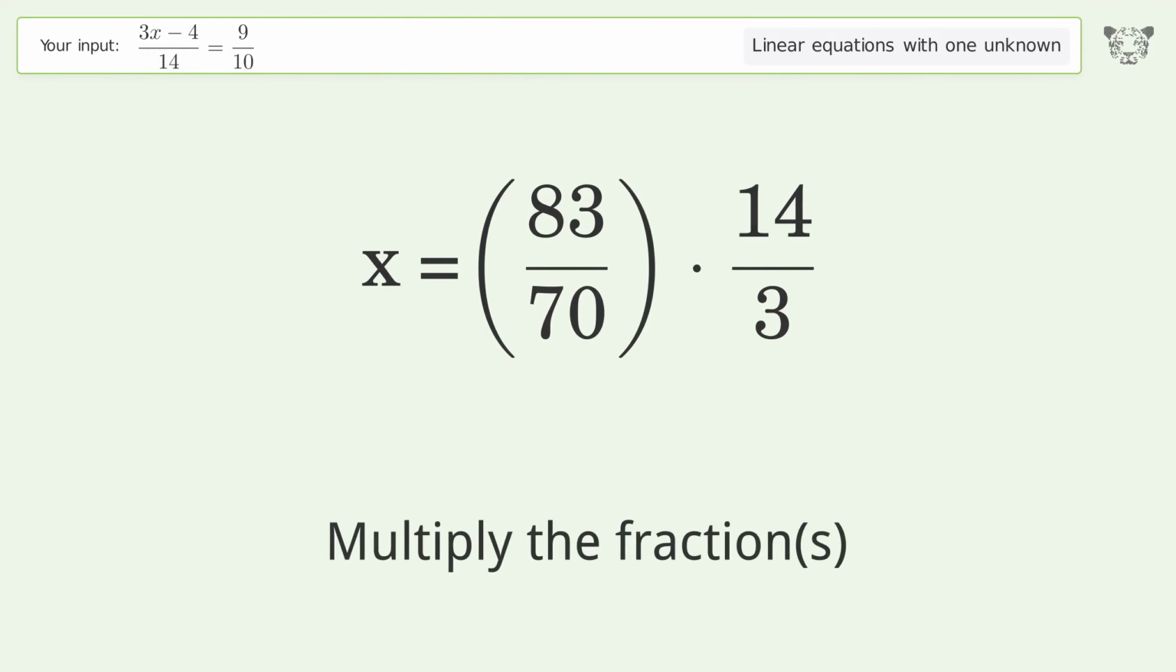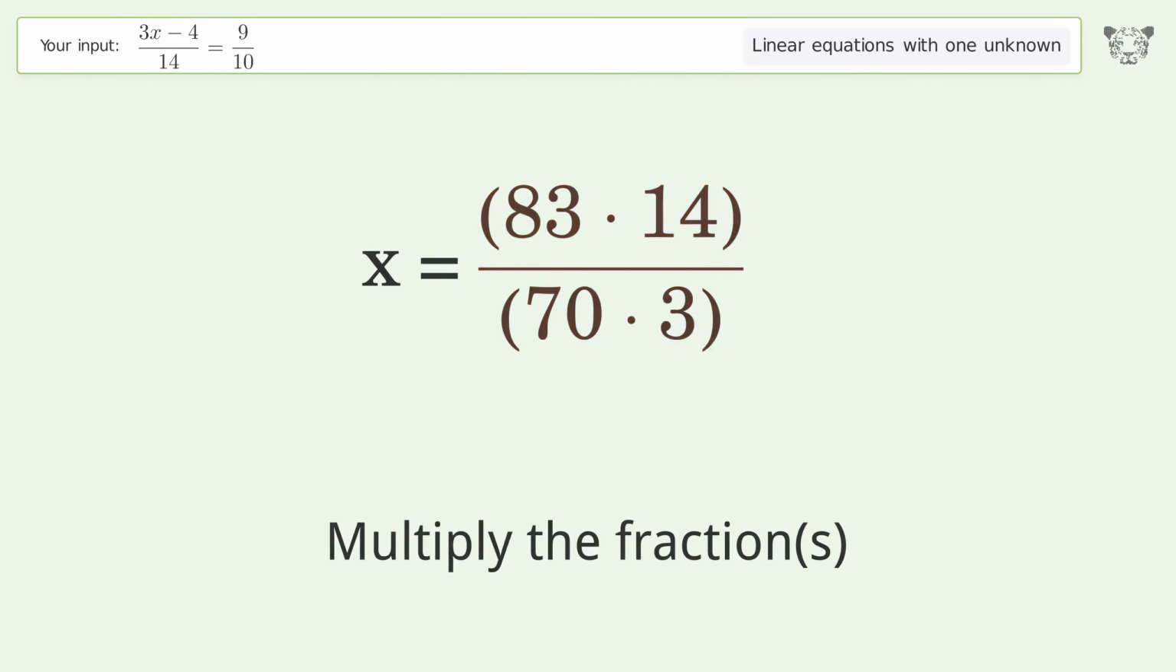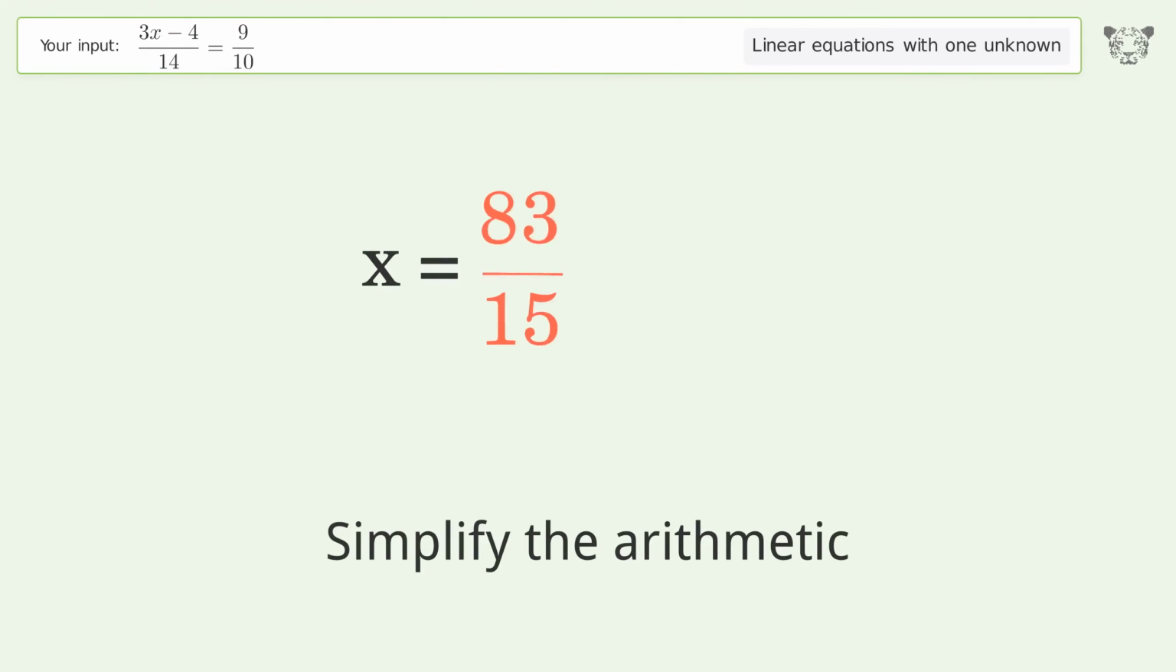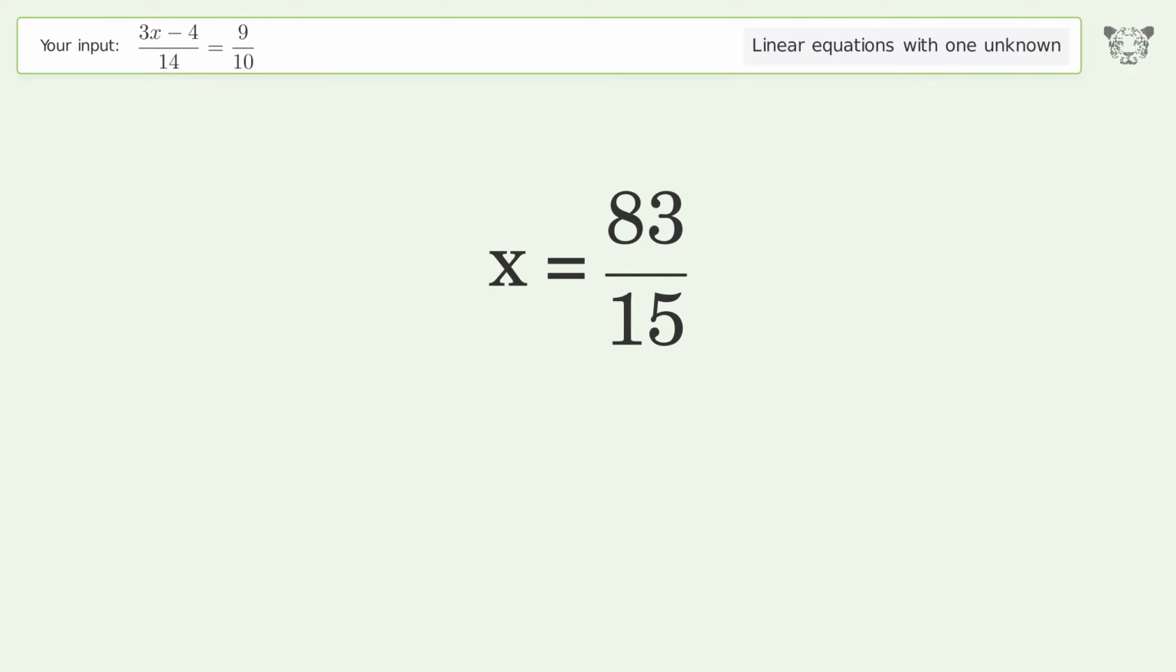Multiply the fractions. Simplify the arithmetic. And so the final result is x equals 83/15.